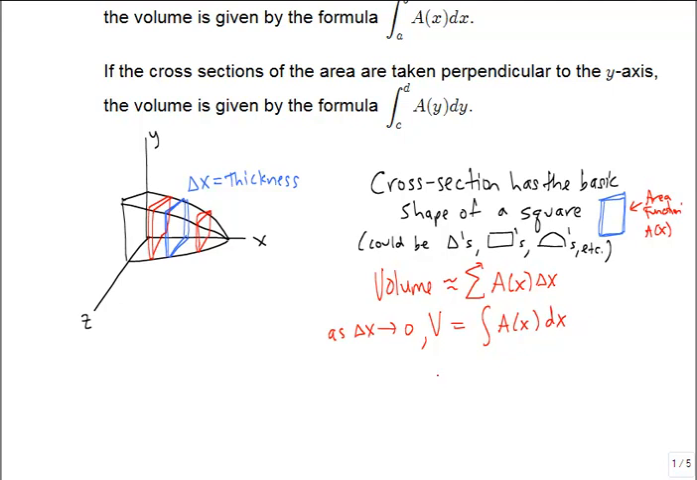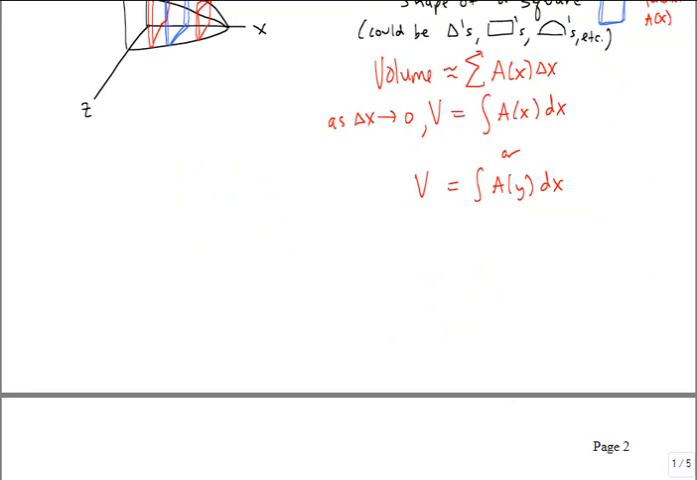If we had our cross sections perpendicular to the y-axis instead of to the x-axis, this might be a dy integral. So it could be either A of x dx or A of y dy, depending on the orientation of the cross section. So our formula for this whole video lecture is that your volumes using cross sections will be the integral of your area function with respect to x, or your area function with respect to y dy, depending on whether you are perpendicular to the x or the y-axis.